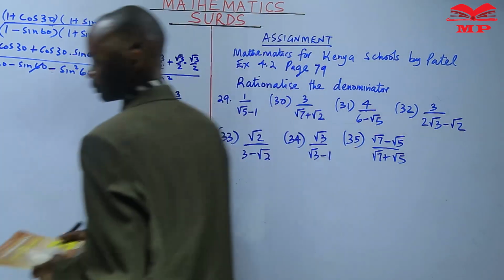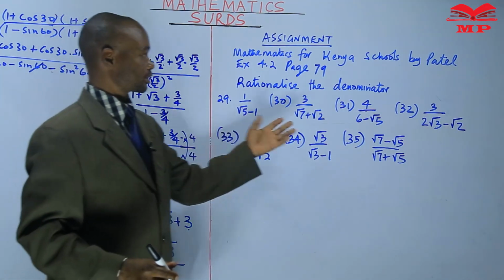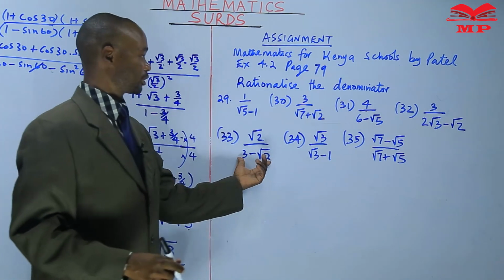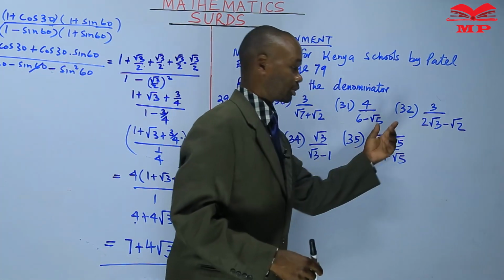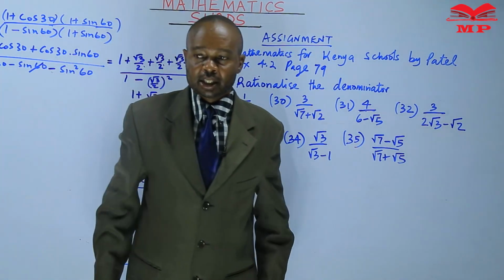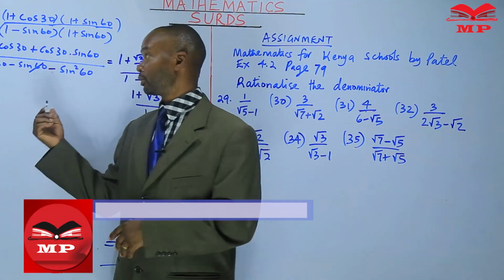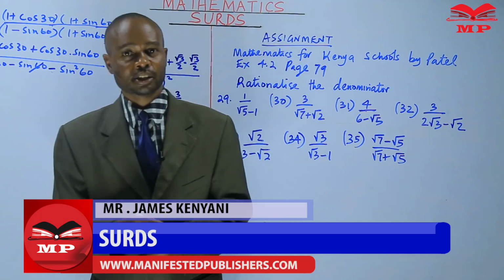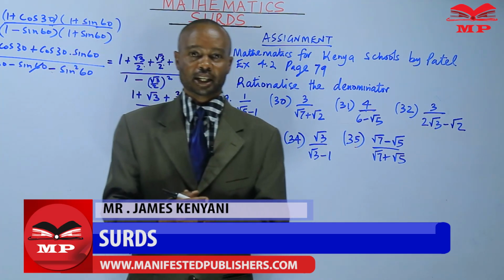So learner, that is the assignment: rationalize the denominator as shown. You'll just look for the conjugate surd of the denominator and multiply both the numerator and the denominator. So I wish you well as you continue revising and working on problems on surds.